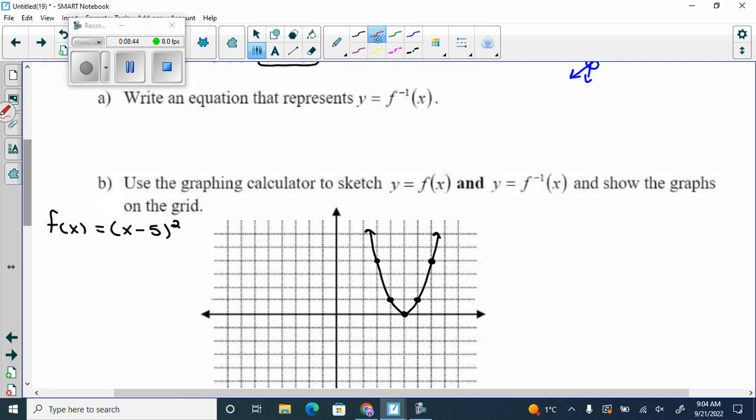And the way you could move it, which this would have been easier if I would just done this, is you could actually sketch the parent function of y equals x squared, right? And then I just moved it all 5 to the right, correct? You wouldn't have to do that. I'm just showing you how I would do it now.